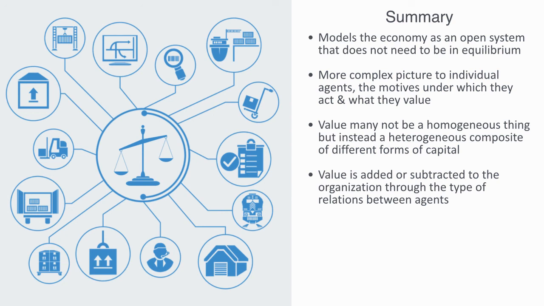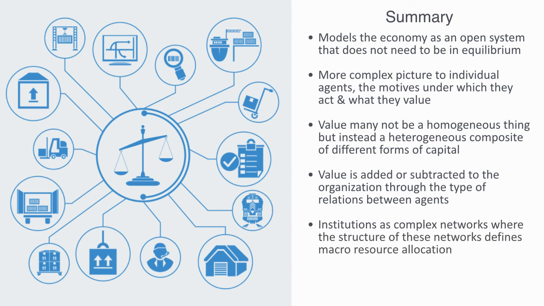Next, we looked at how complexity economics understands these institutions as complex networks, where the structure and makeup of those networks define macro-level resource allocation. Lastly, we talked about economic development as a process of evolution, and how this will allow us to better reason about structural, qualitative transformations within the whole economic system as deriving from internal drivers.